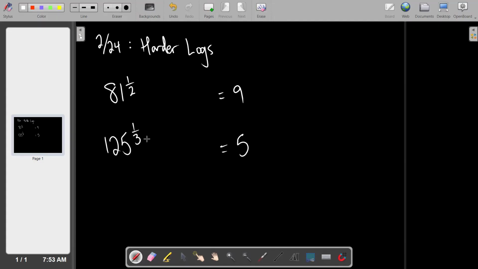Okay, let's try an easier one. What am I doing to 81 to turn it into 9? Square rooting. Good. So what happens with our fractional exponents? This isn't worth a day. This is worth like 2 or 3 minutes of our time.